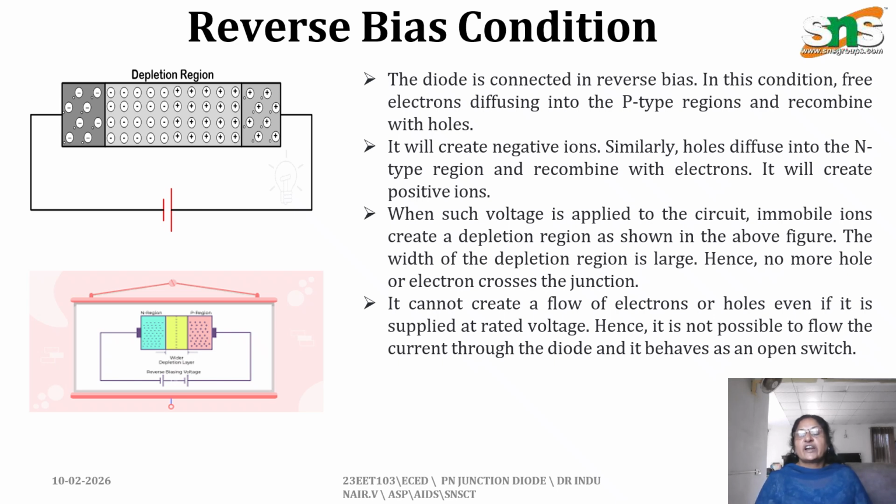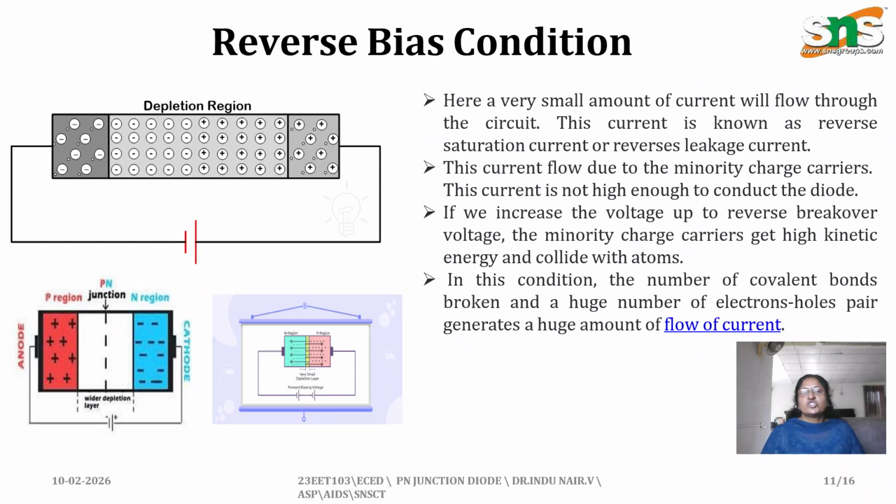Reverse bias: the diode is connected in reverse bias. In this condition, free electrons diffusing into the P-type region recombine with holes, creating negative ions. Similarly, holes diffusing into the N-type region recombine with electrons, creating positive ions. When voltage is applied, immobile ions create a depletion region as shown in the figure. The width of the depletion region is large, hence no more holes or electrons cross the junction. It cannot create a flow of electrons or holes even at rated voltage. It is not possible for current to flow through the diode, and it behaves as an open switch.